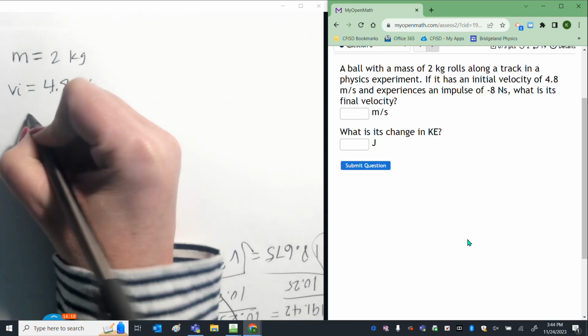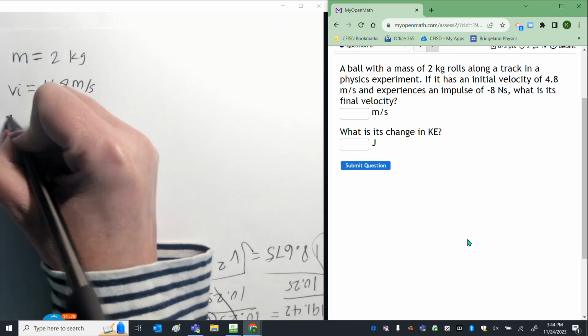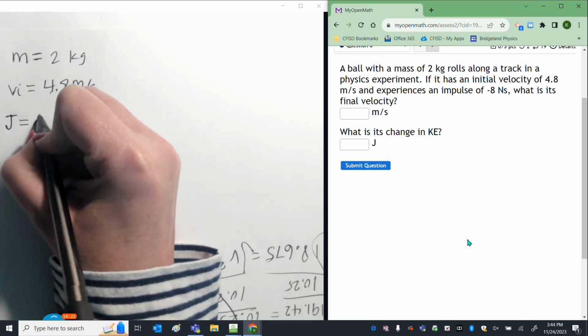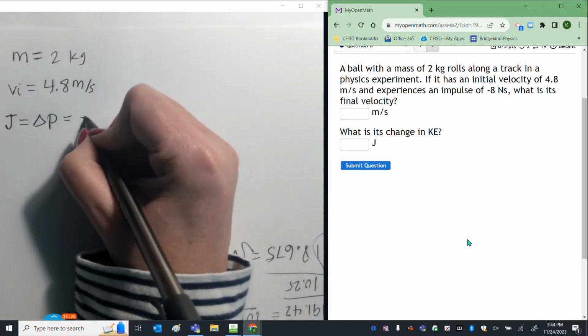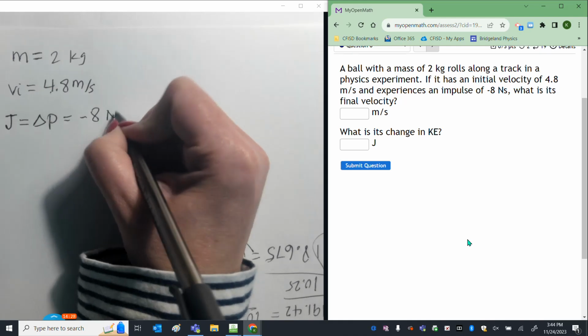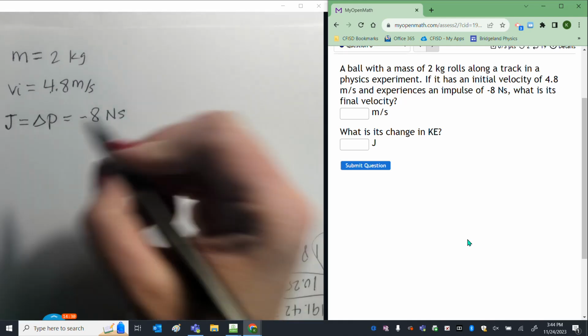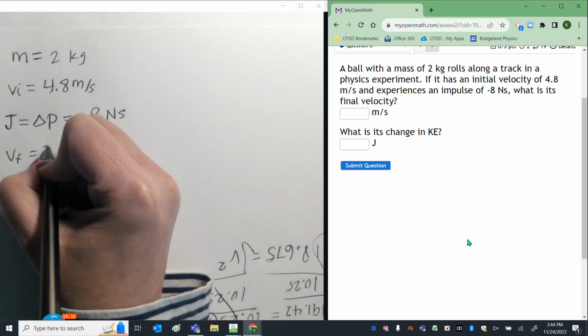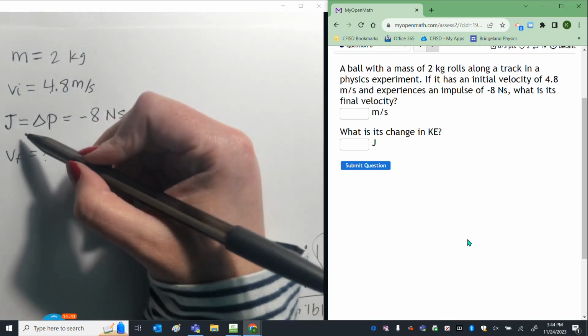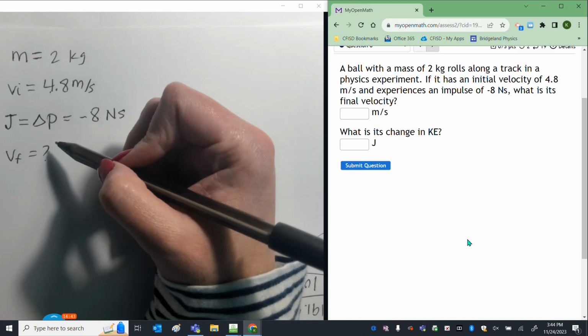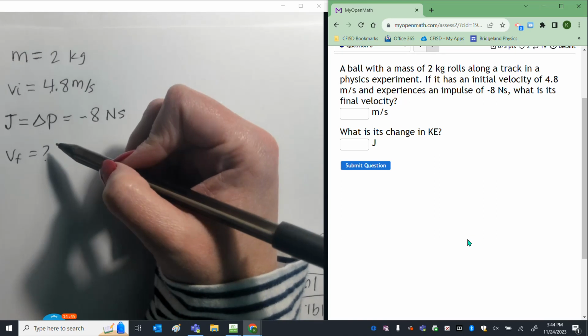I have an impulse, that's J from the last unit. It's also equal to delta P. Okay, and it's equal to, in this case, a value of -8 newton seconds. What is its final velocity? And then what is its change in kinetic energy? Okay, well, I know a couple of things from the last unit, and that's what this is going to require us to use. Okay, because it's asking for final velocity here.